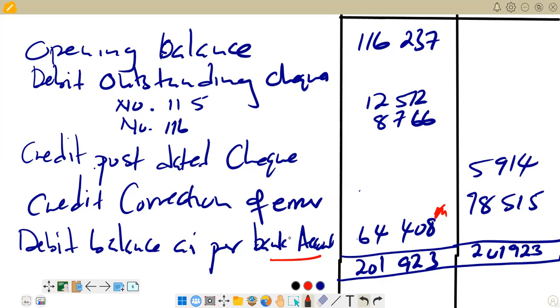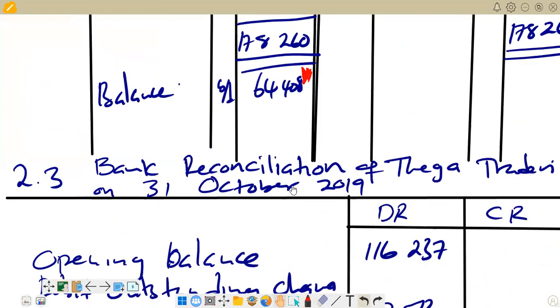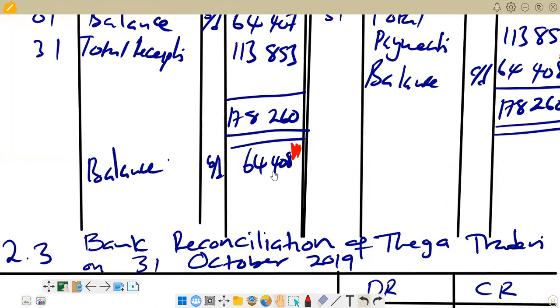If we check, the balance that we have in the bank account is the same as this one. You can go up there to cross check. This is the same balance that we have here, 64,408.